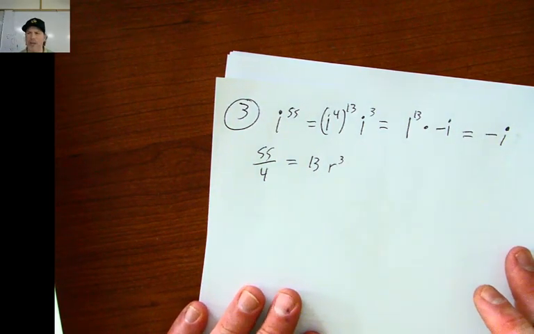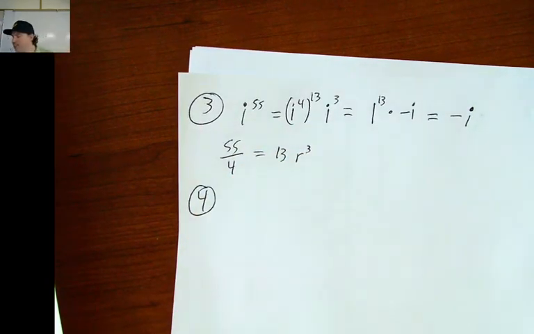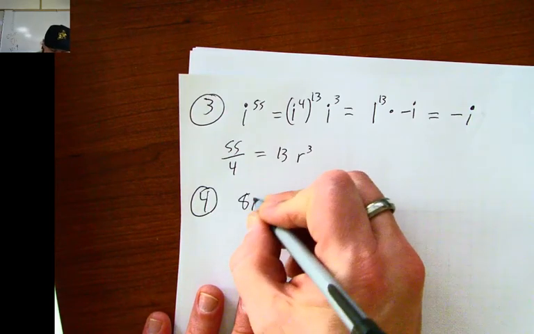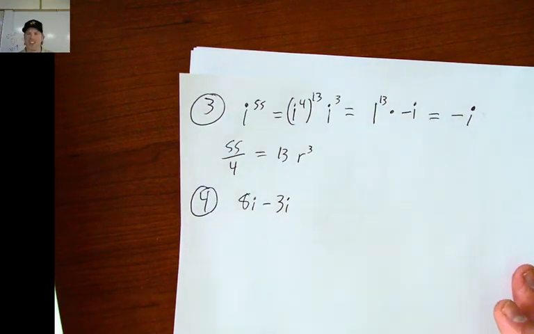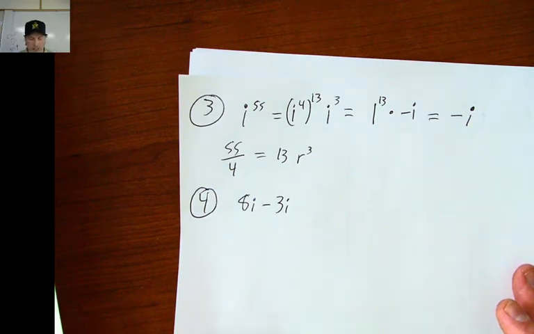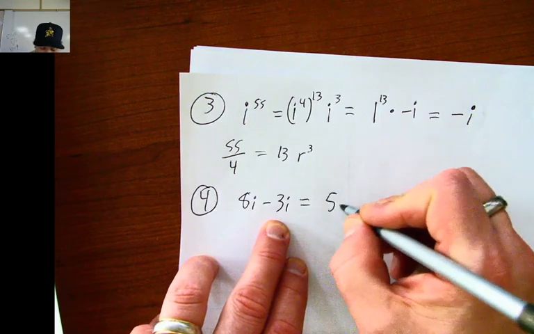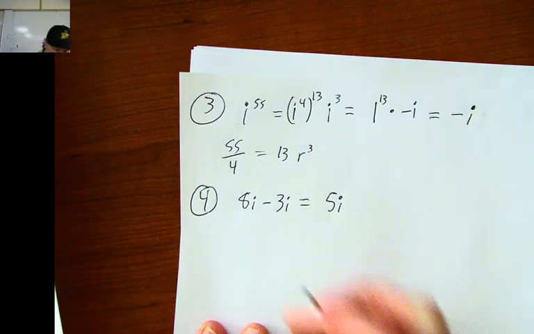So that's how you do a big i exponent. Now just a bunch of other examples, and these are just little order of operations things you can do using imaginary numbers. 8i minus 3i. What's 8 minus 3? It's 5. So if you have 8 imaginaries minus 3 imaginaries, what you're left with is 5 imaginaries. Done.